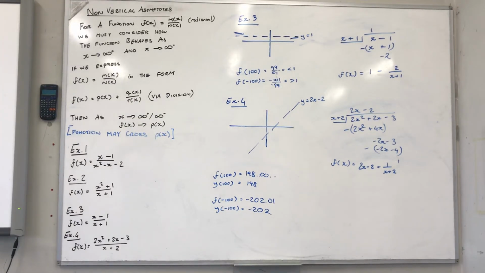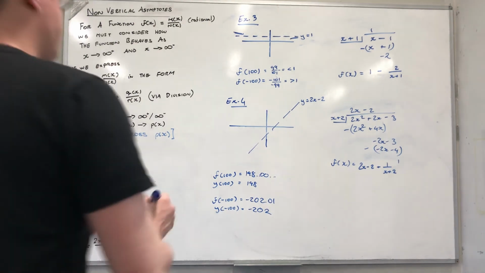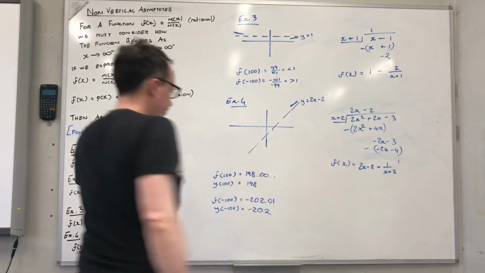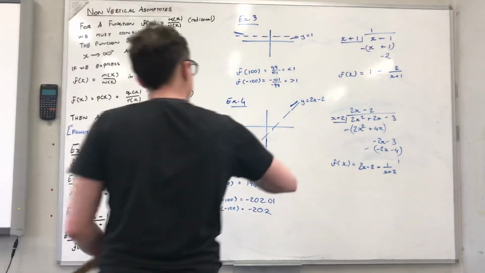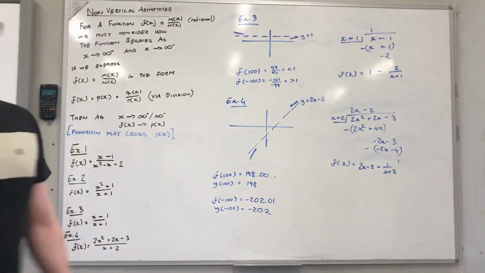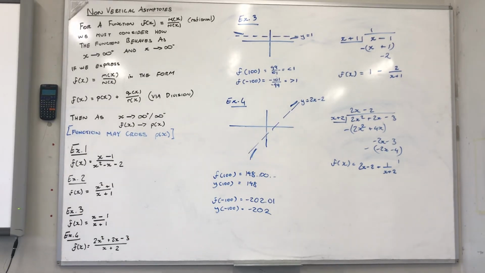We can see it's algebraically long divided, and then I've substituted in values for the function and also the asymptote. So we get f of 100 being slightly above 198, but the asymptote y being 198, so it's approaching from above. And then f of negative 100 being slightly below 202, but the asymptote being 202, so it's below. So again, like I said with the other examples, once you've got all the other bits of information, vertical asymptotes, stationary points, everything, you'll be able to sketch these fully. So that is a very long video, I'm guessing, but that's non-vertical asymptotes.